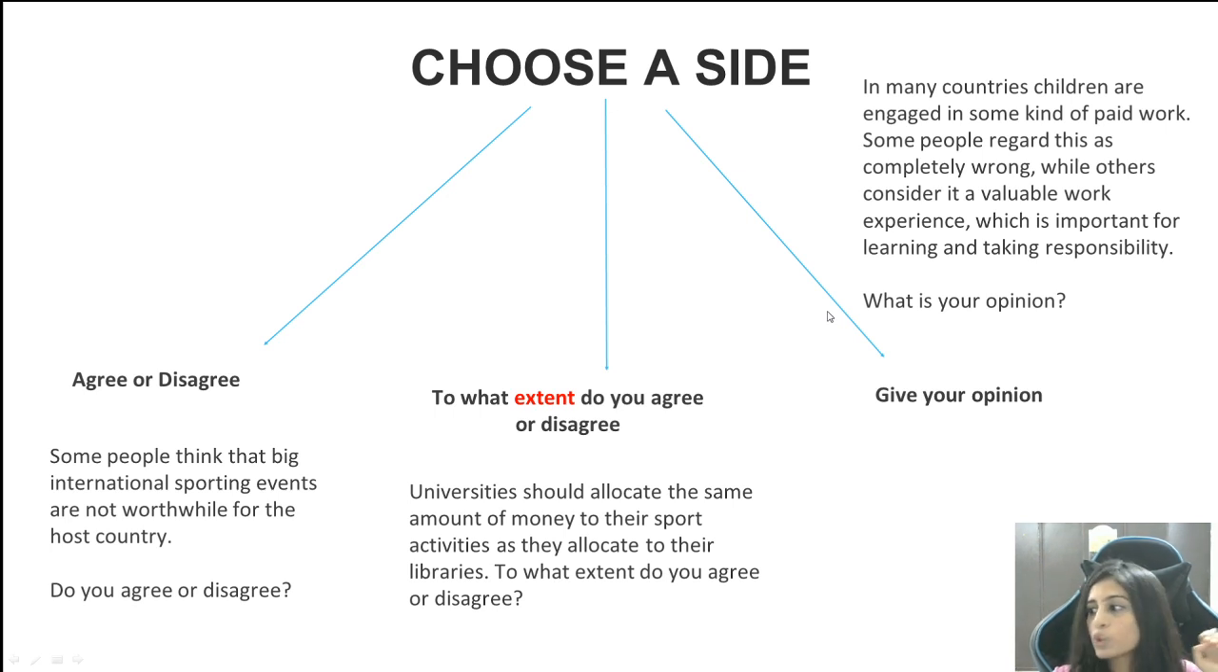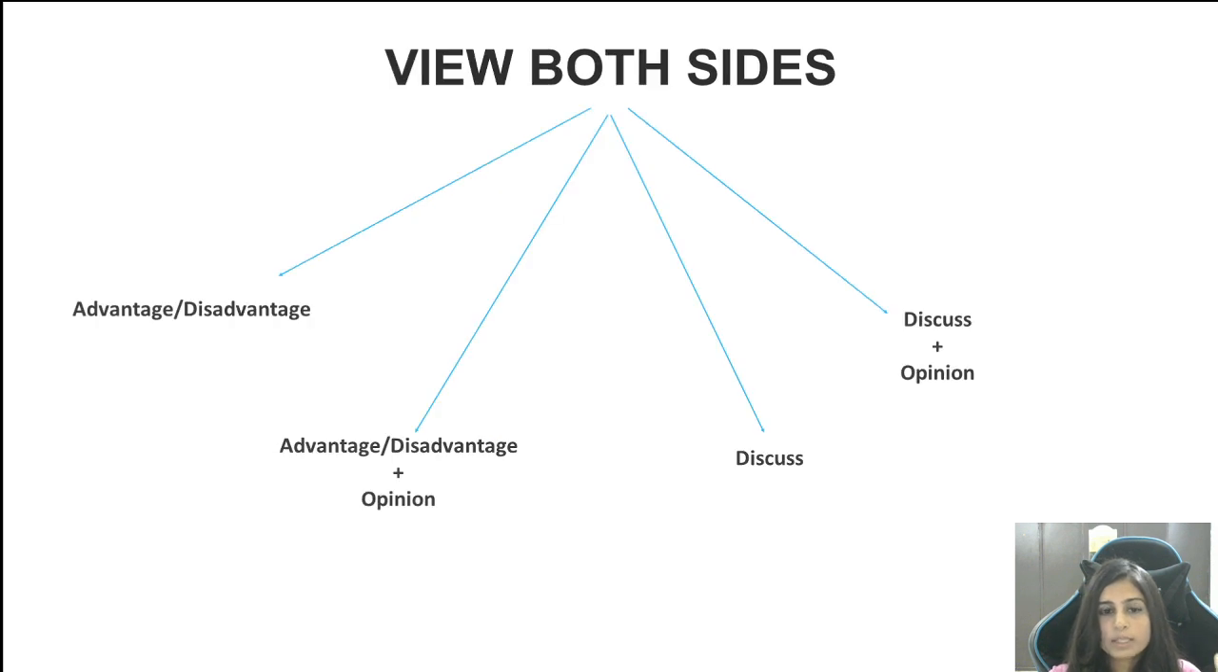So anyone who is joining us for the first time today, you can go back and review the previous sessions on our playlist. So we have created a playlist. You can go watch them in the sequence. And then today we are starting with view both sides. So view both sides, quick revision, has four subtypes. First one is advantage, disadvantage. Second one is advantage, disadvantage plus opinion. Third one is discuss, and the fourth one is discuss plus opinion. So today we'll be dealing with the first one, which is advantage and disadvantage.